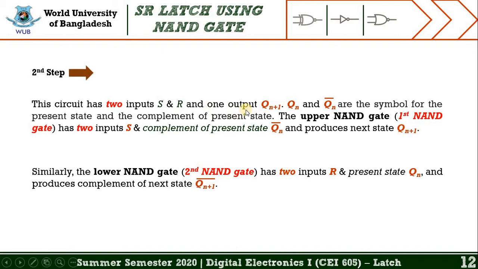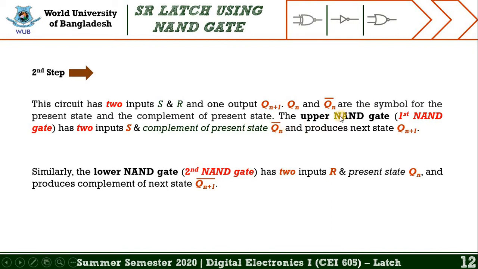One might think there is one input in that case, but this is not true. The inputs should actually be two: one is Q, the QN and the QN bar. Well, QN and not QN are the symbols for the present state and the complement of the present state, as we have already mentioned and seen from the previous slide.